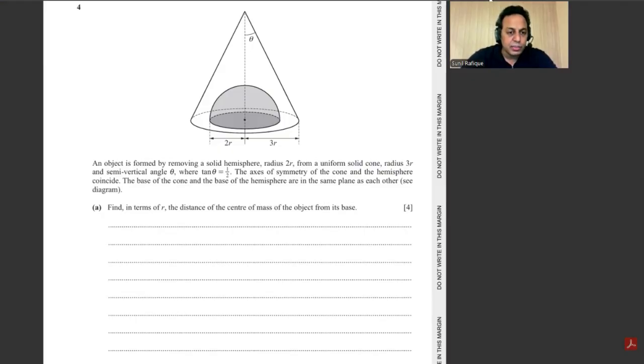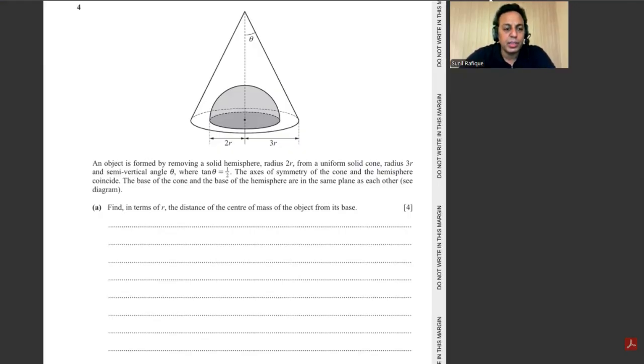So the centers of the bases coincide. So I know that the coordinates of the center of mass will be on this axis of symmetry. And to solve such a problem, obviously the idea is to calculate the moments for the center of mass, but I need the volume and center of mass of each of these solids and then the actual remaining solid. So let's begin with that.